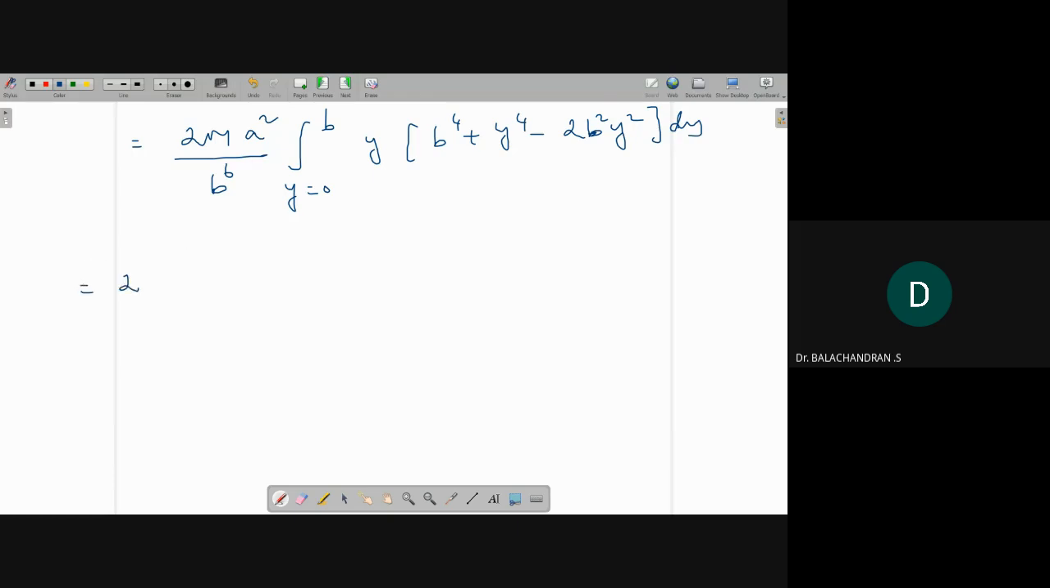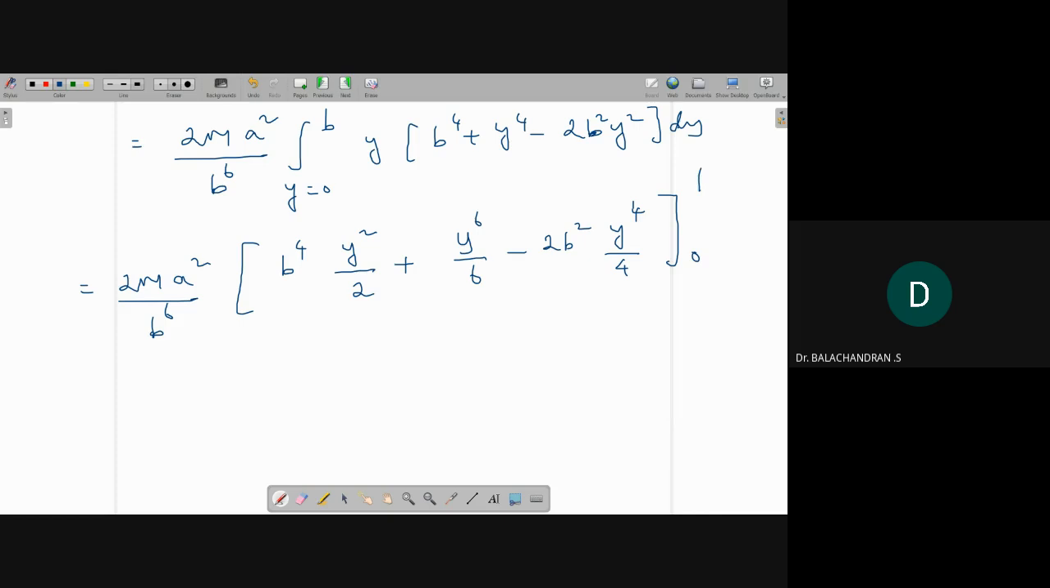So this is equal to 2m a square by b power 6. If you integrate this, you will get b power 4 into y square by 2 plus y power 6 by 6 minus 2 b square, is constant, y into y square, y cube. If you integrate y cube, y power 4 by 4. Limit is 0 to b.